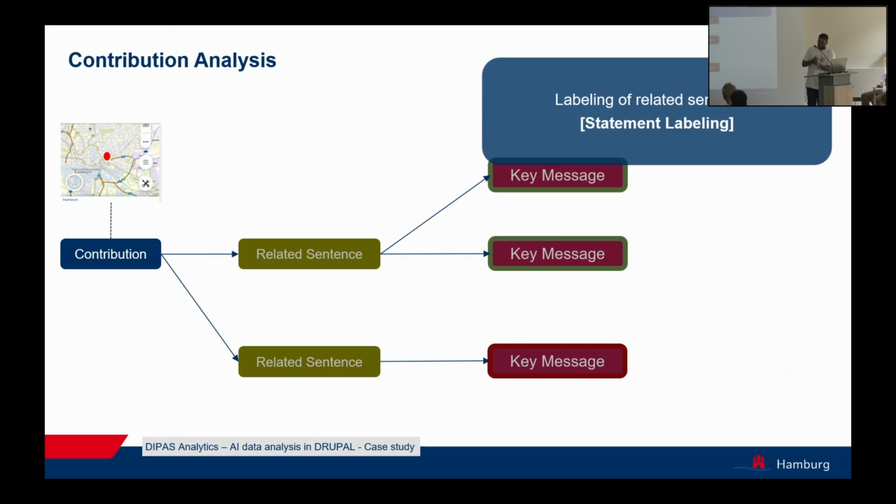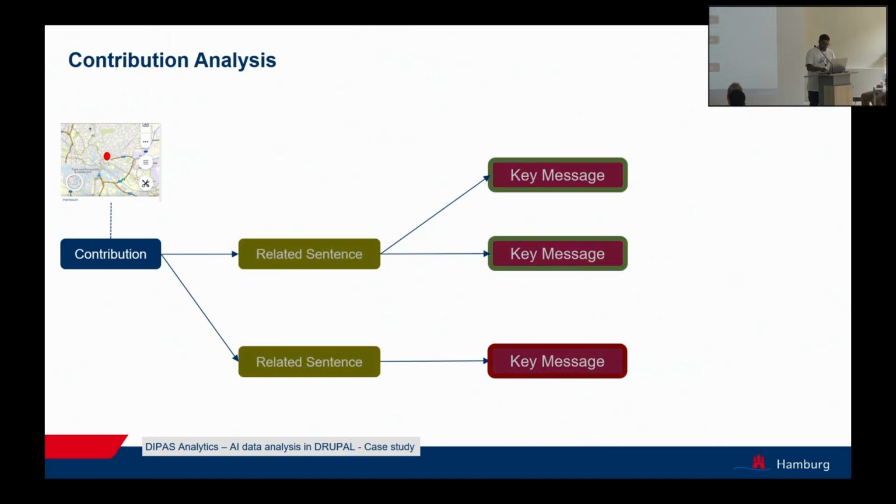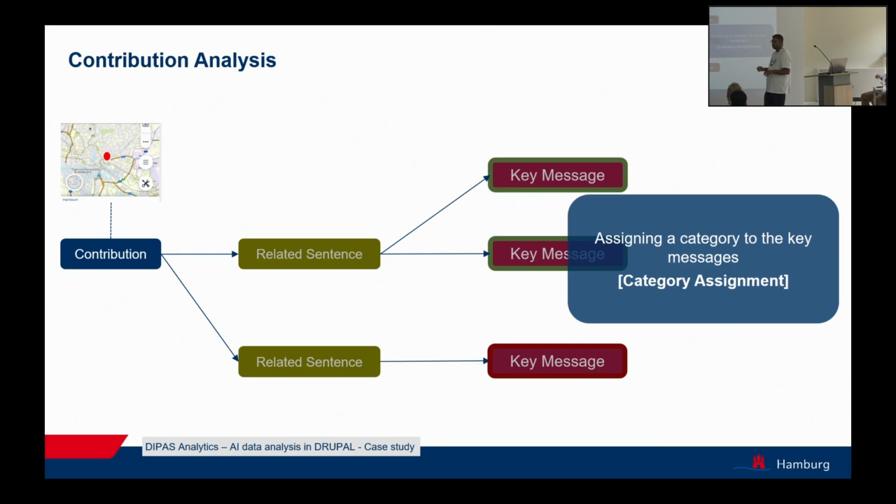So we have this extraction of key messages, we have the statement labeling. Then in DIPAS, if you put in your contribution, you can choose a category, and these categories are provided originally from the proceeding owners, like mobility, green parts, and so on. That's really good. But we have seen that in these contributions, people are not only talking about green parts or mobility. Usually it's mixed. This is why we have also implemented a service which assigns a category to these key messages. So we have the key message with a category, and the related sentence with a statement.